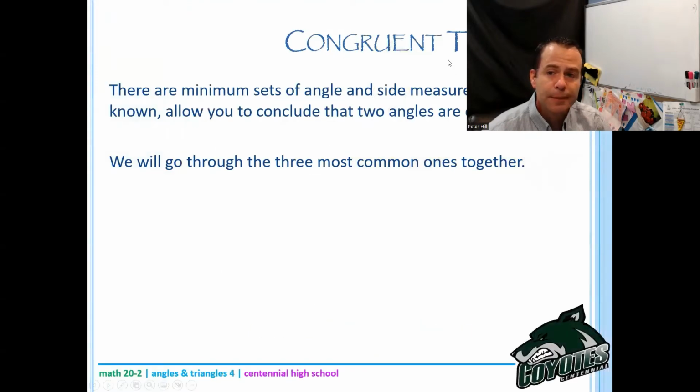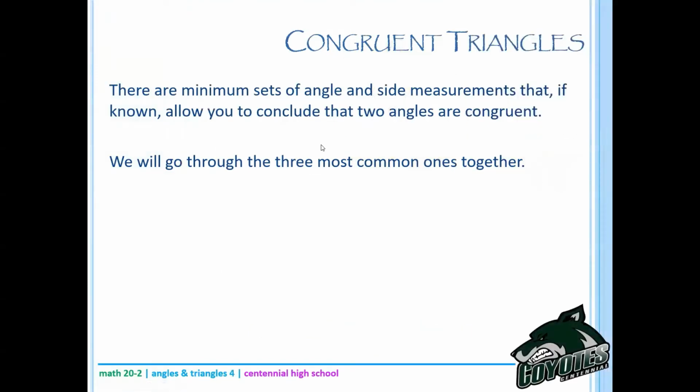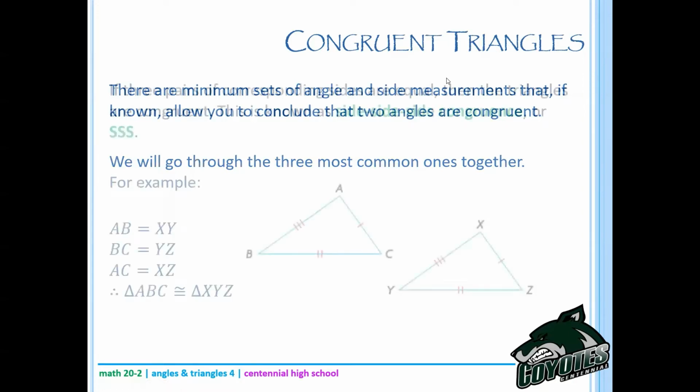There are minimum sets of angle and side measurements that, if known, allow you to conclude that two triangles are congruent. We will go through the three most common ones together. Well, here's the first one.